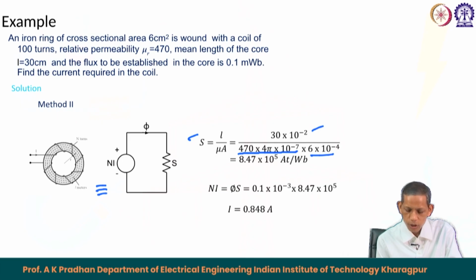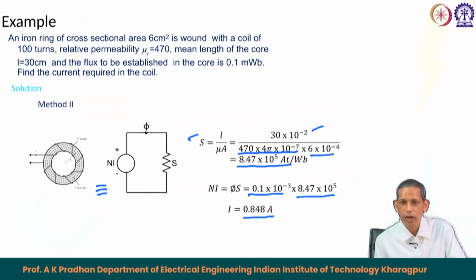So, this gives us the corresponding S equals 8.47 into 10 to the power 5 ampere turn per Weber, a very large value. So, Ni equals phi into S, where phi is 0.1 milliweber. We multiply the corresponding S with this, which gives Ni. So, Ni upon the number of turns, 100, gives us the corresponding I to be 0.848 ampere.